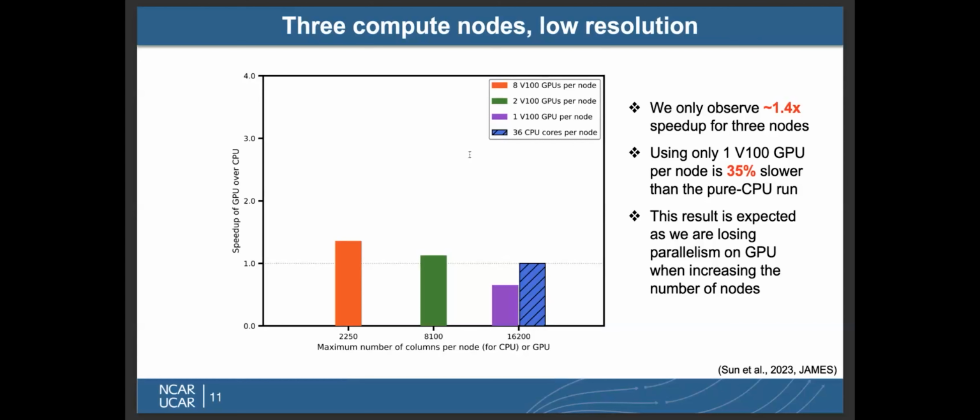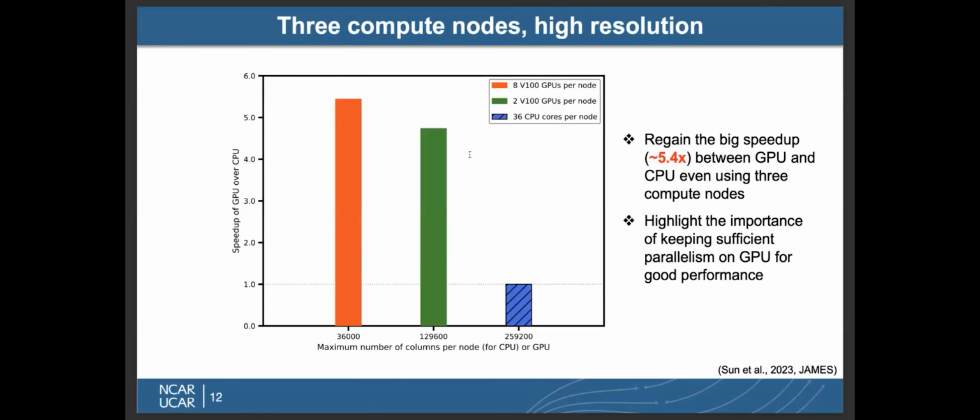However, when we increase the compute nodes used from 1 to 3, we only observe about 1.4 times speedup, even if we are using 8 GPUs per node. And actually, if we only use 1 GPU per node, the performance of the GPU is even worse than the CPU performance. This result is expected because when we scale up to a larger number of nodes, we are losing the parallelism per GPU, and that is very critical to achieve the best performance on GPU.